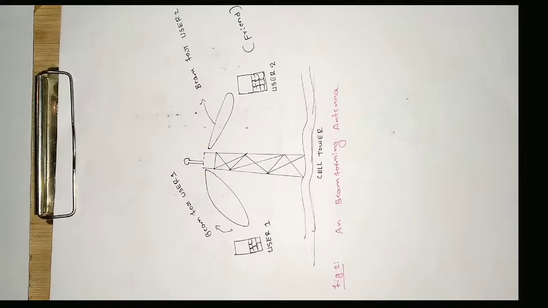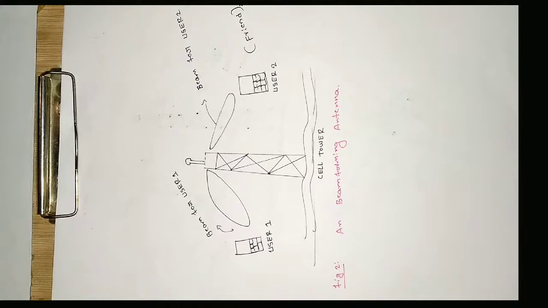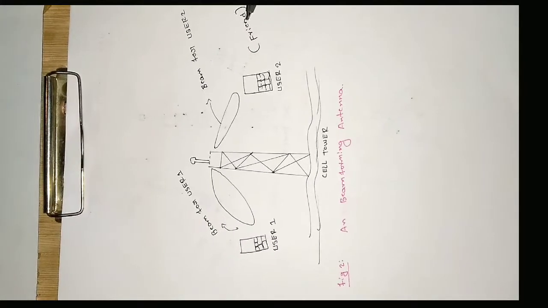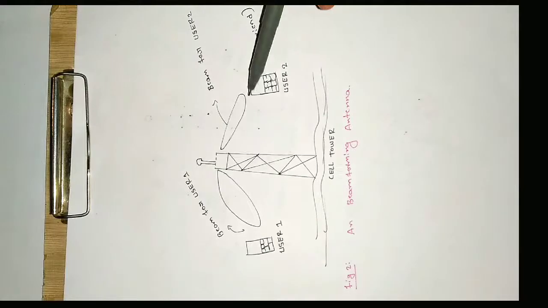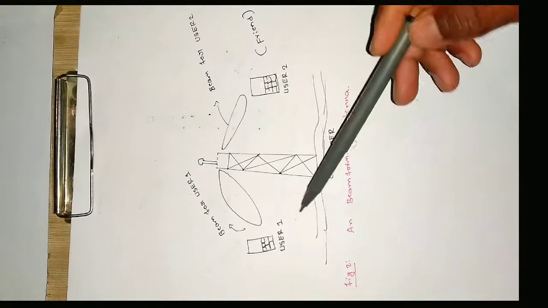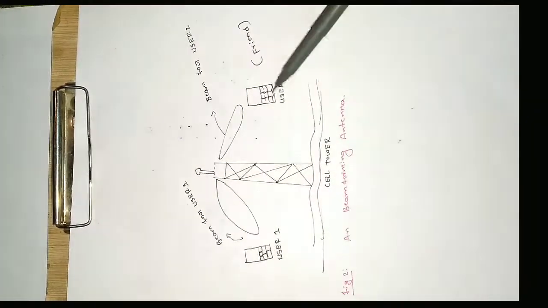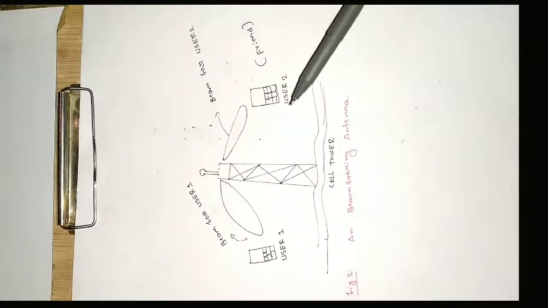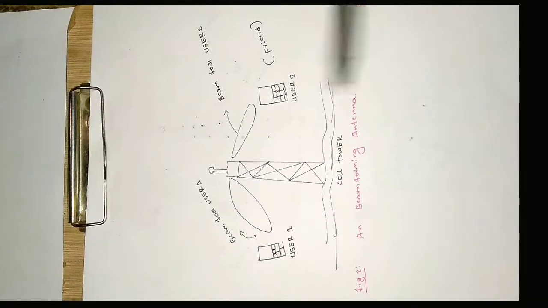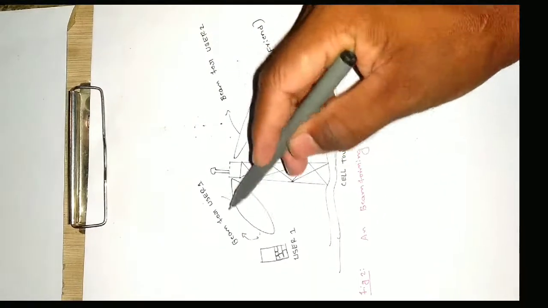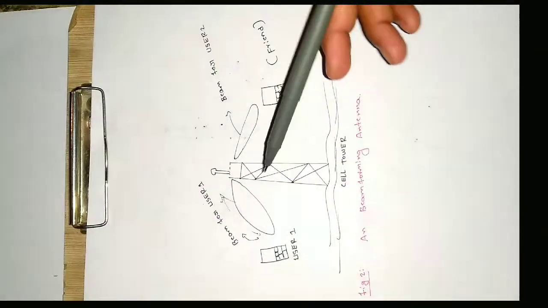Okay, so here is the diagram for the beam forming antenna. This is a beam forming antenna, guys, and here the same situation is there. You are here, user 1, and you want to communicate with your friend, that is user 2, through this antenna. Assume that you are connected, because the connection will happen.